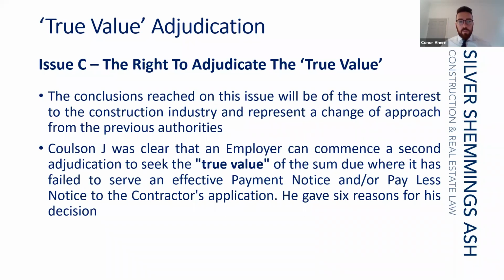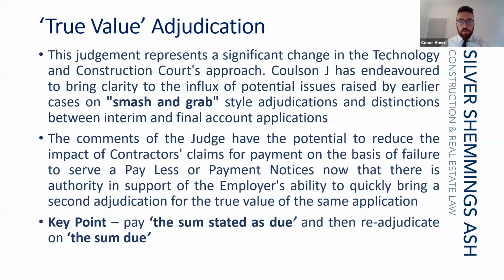So you can see here what we're saying is that the conclusions reached on this issue will be of most interest to the construction industry and represent a change of approach from the previous authorities. Coulson was clear that an employer can commence a 2nd adjudication to seek the true value of the sum due where it has failed to serve an effective payment notice and/or pay less notice to the contractor's application. Now, he gave 6 reasons for doing this. The most important one is the final point here.